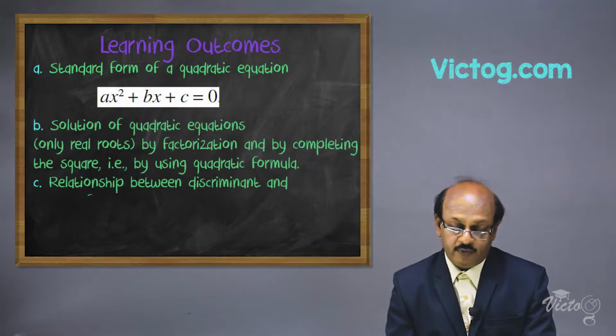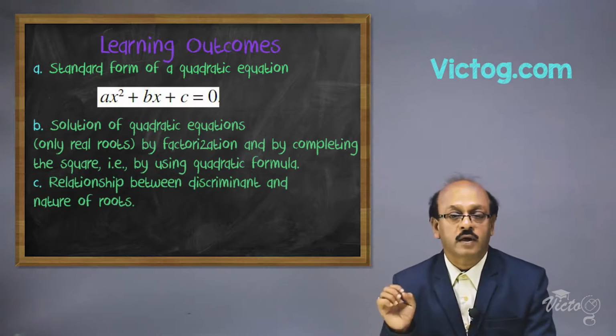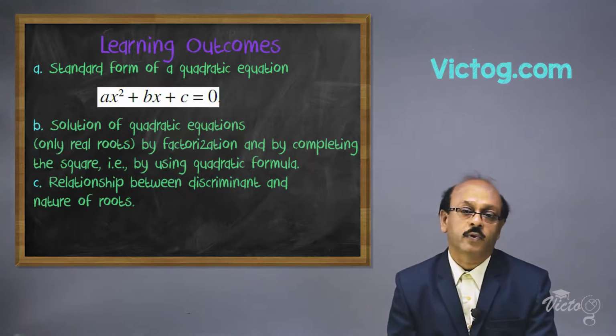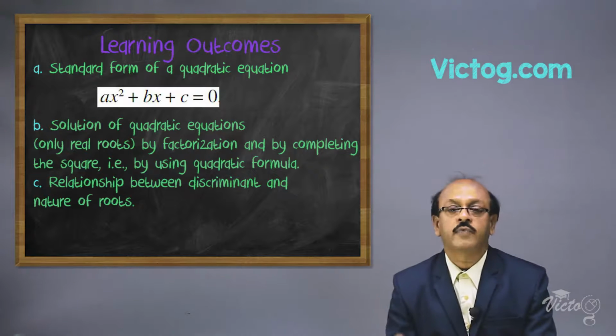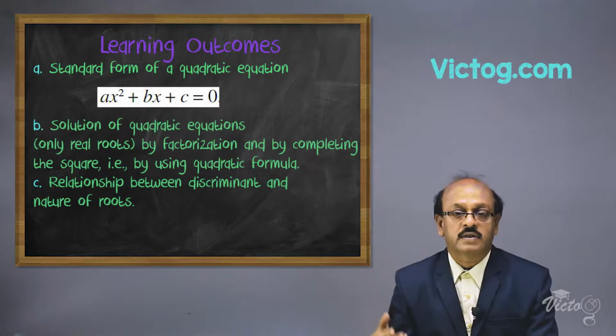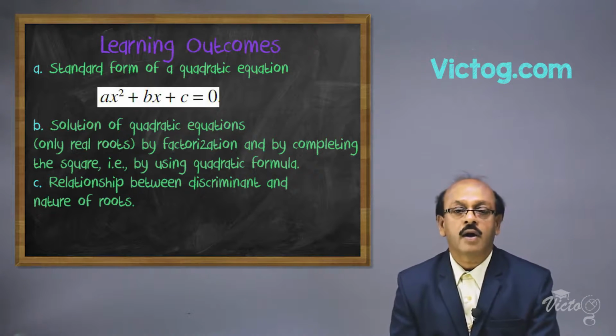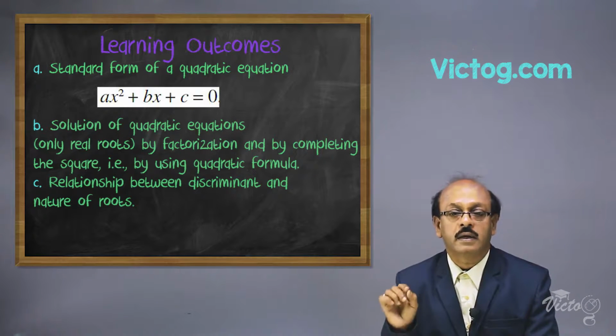The relationship between discriminant and nature of roots. When we are getting an equation for solving, first of all we will find the value of the discriminant, that means b square minus 4ac. From there itself we can decide whether the equation can be solved, what is the nature of the roots, etc. If the value of the discriminant is equal to 0, the equation will have equal roots. That means the values of the variable should be equal.